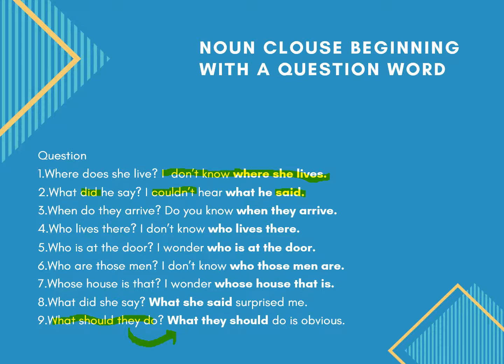We simply put "should" after "they." What they should do. From "what should they do" to "what they should do." In here, it distinguishes that "what should they do" is actually asking a question, while "what they should do" is not.